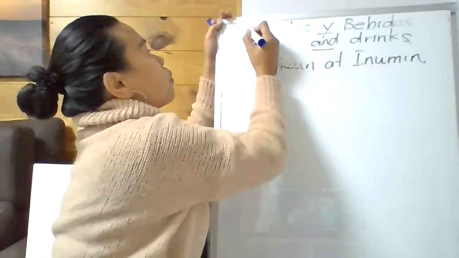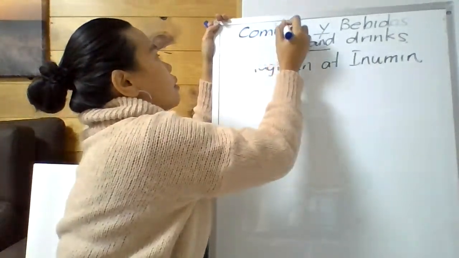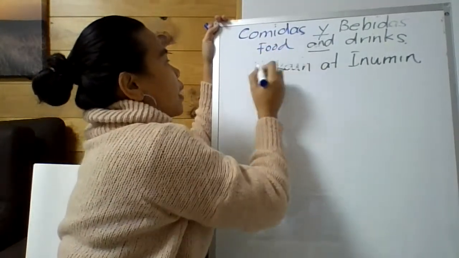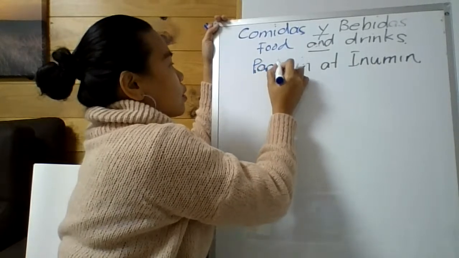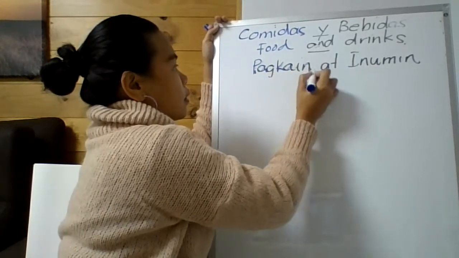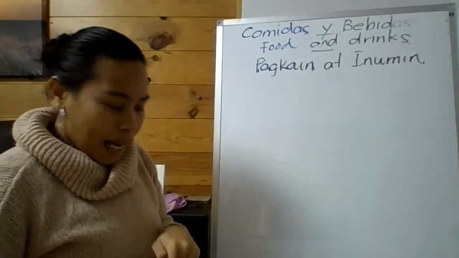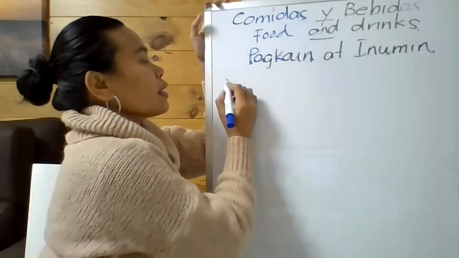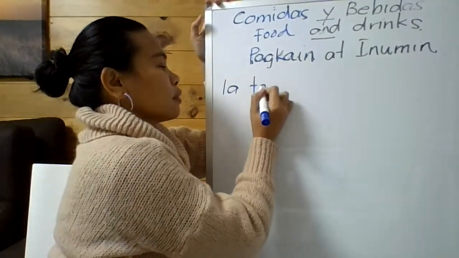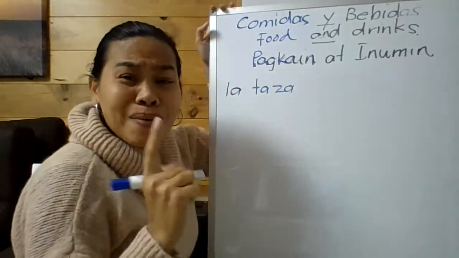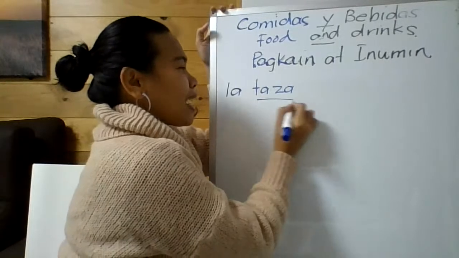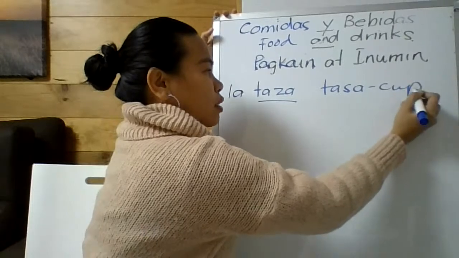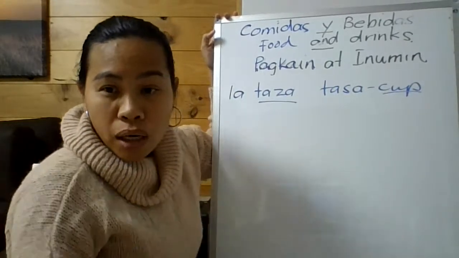Okay. Comidas y bebidas. I forgot. I erased the food and drinks. Pagkain in Tagalog. Okay? In Tagalog. Okay. So let's continue. The food. La taza. In Tagalog is the same. Tasa. In Tagalog, tasa. Cup or mug, no? The cup or the mug.